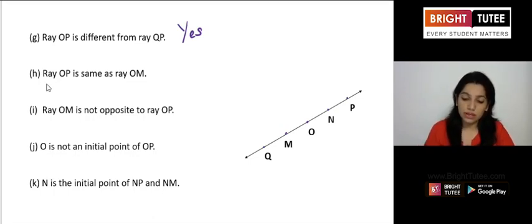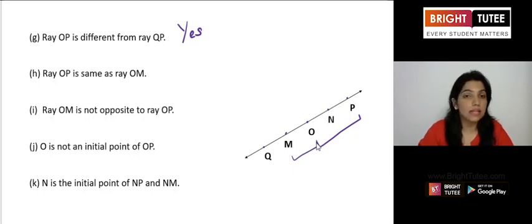Now the next one is ray OP is same as ray OM. Now look into the figure. Ray OP is same as ray OM. Do you think so? The answer is no. They are not the same. Even though they are starting from point O, OP is going in the direction of P and OM is going in the direction of M. They are in opposite directions. So the answer is no.